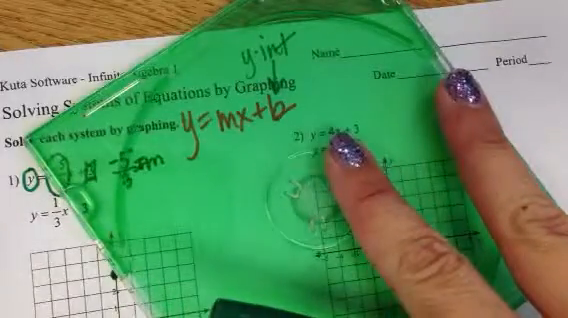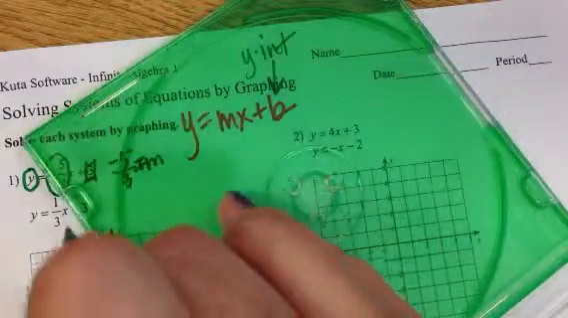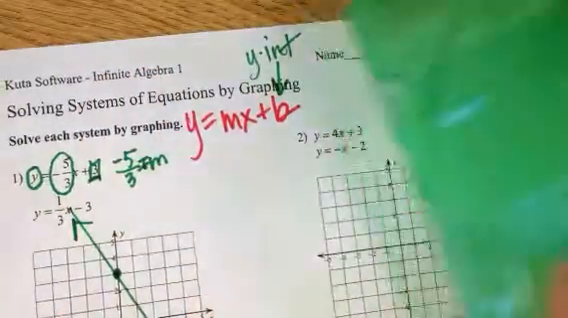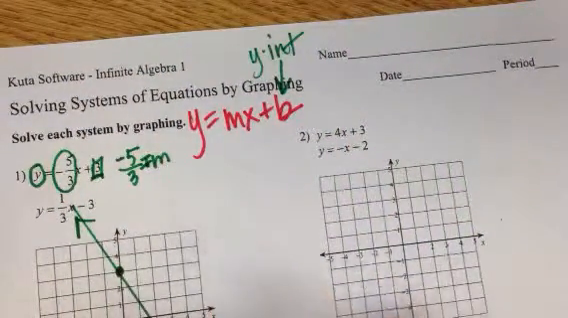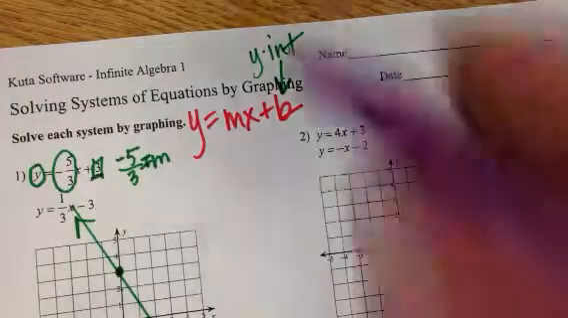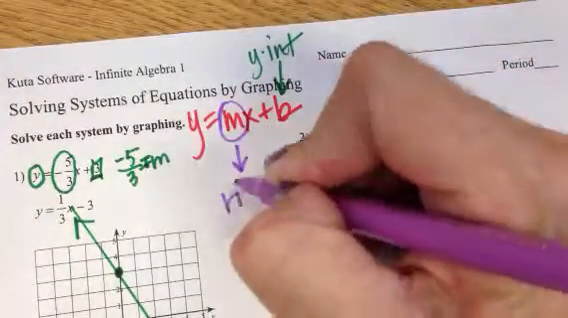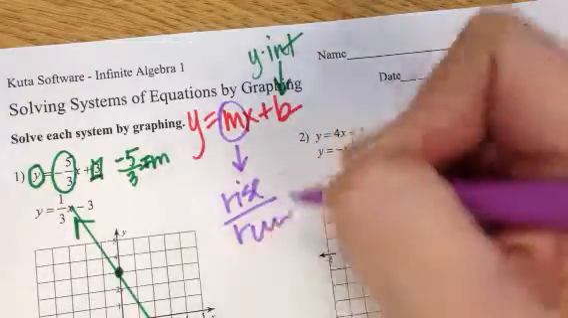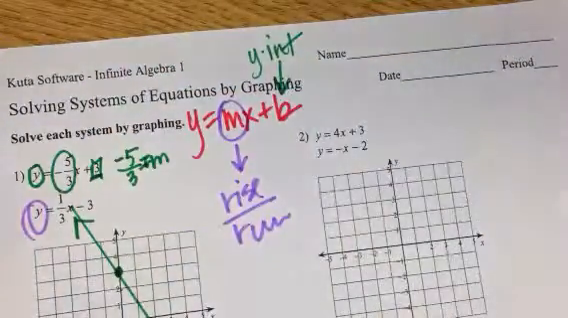I'll take my, not a ruler, but that's all right. Take the side of my case and graph that line. Starts at 3, down 5, to the right 3. And then, the slope here, we want to think about our slope as rise over run. And then I'm going to go on, and in purple I'm going to graph the second equation.